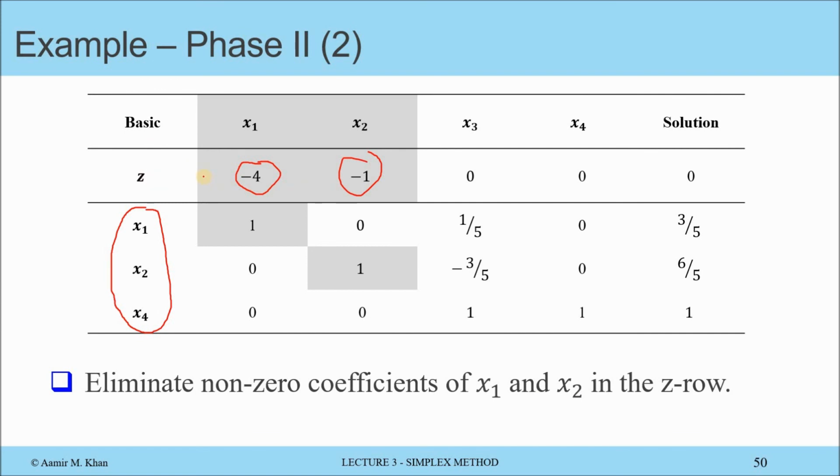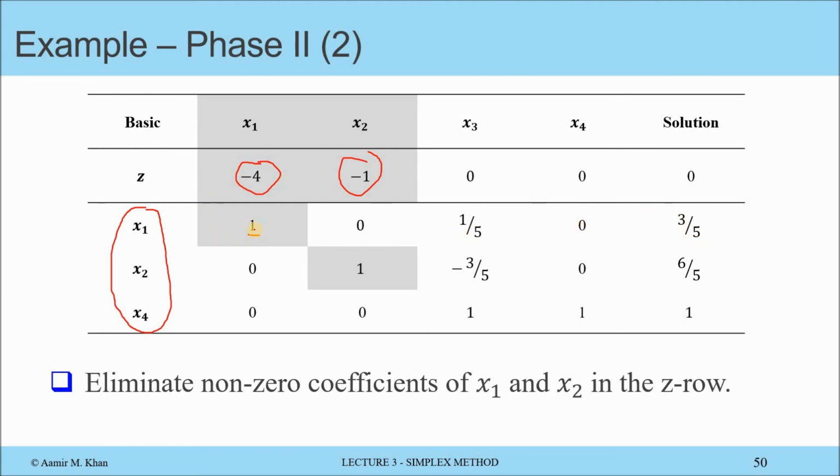Okay, so you already know how to remove it. What should we do? So this is it. What we do is that we take this value. So this is the one. We will use this row as a tool to change this row. So how to do it? So this is 1. So I will multiply this row with 4. So it will become 4, 0, 4 by 5, 0, 12 by 5.